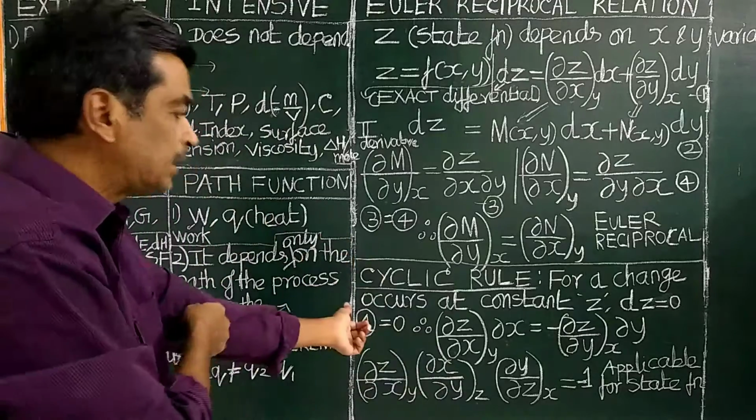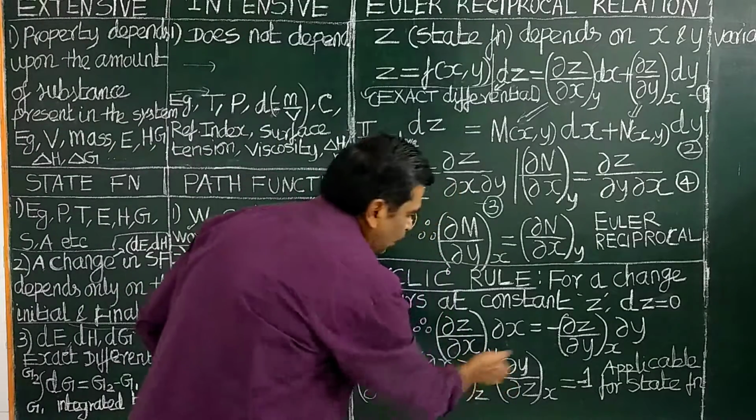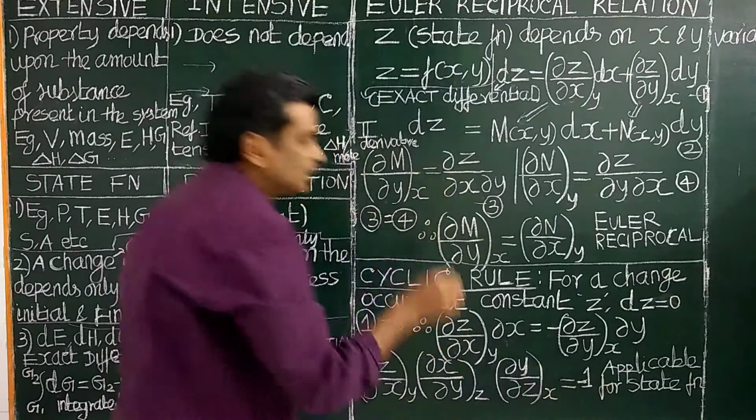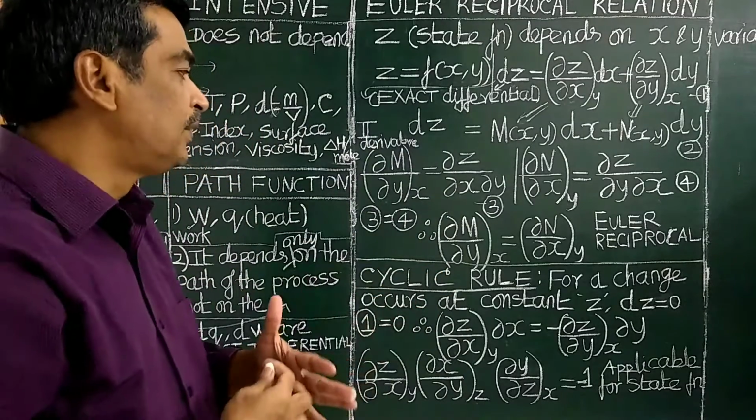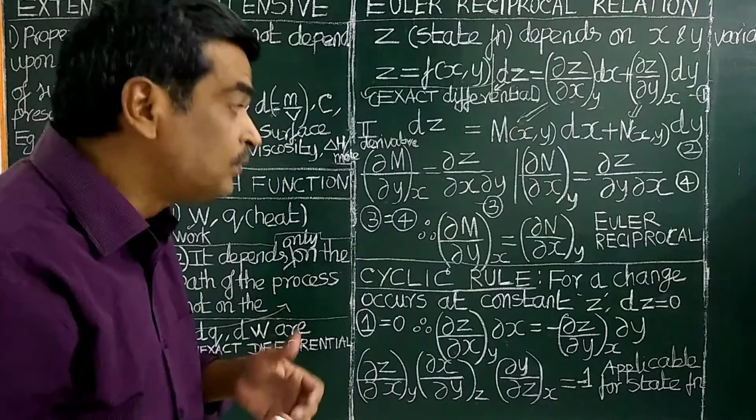This is called the cyclic rule. This equation is called the cyclic rule. This is applicable for exact differentials or state functions only.